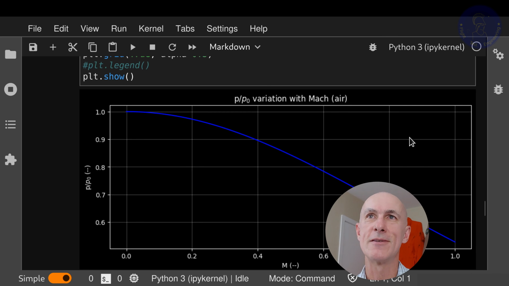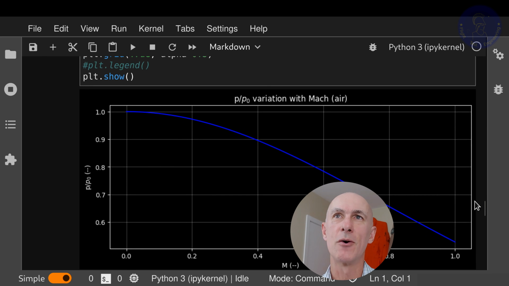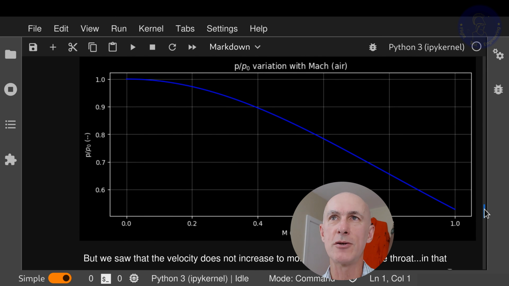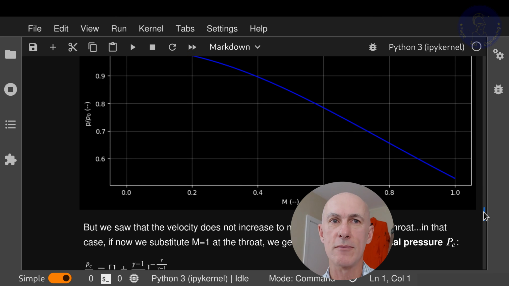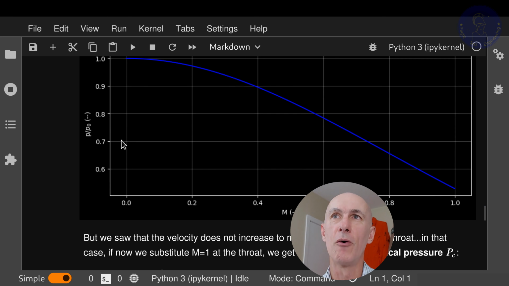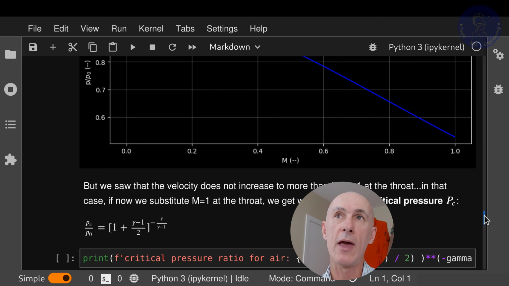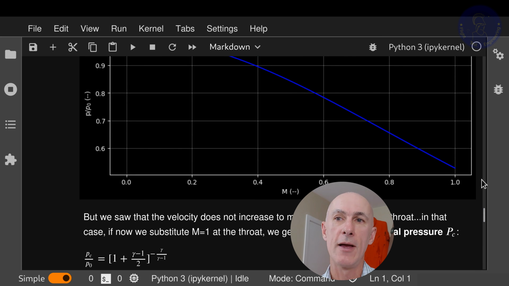Okay, nice. What do we have here? So we can see that as pressure ratio goes down, right there, the flow accelerates. But we say that the velocity does not increase beyond Mach 1 at the throat. In this case, if we substitute Mach 1 in the equation, we get what is called the critical pressure. And for air, this critical pressure ratio is going to be 0.53. Notice that we did not plot beyond Mach 1.